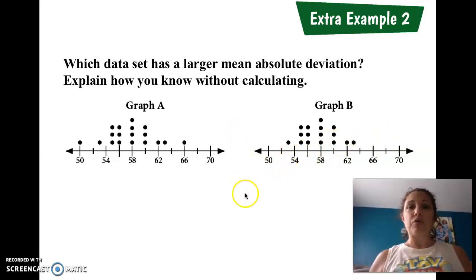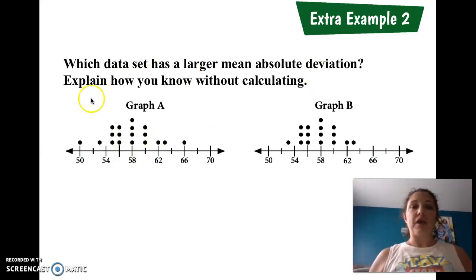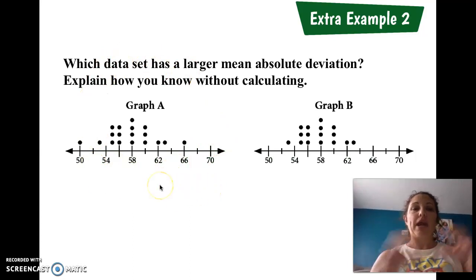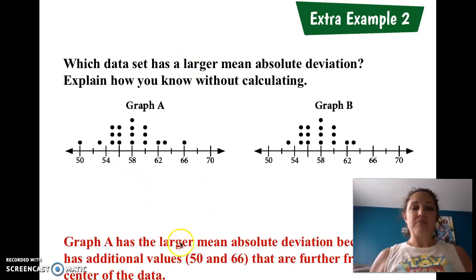So if you're thinking about who has the larger mean of absolute deviation, who's going to be more spread out? Well, if you look at your dots, graph A has dots that are way more spread out than graph B. So graph A will have the greater mean of absolute deviation. Graph A has a larger mean of absolute deviation because it has additional values, 50 and 66, so your outliers here, that are farther from the center of the data. So the dot plots make it easier to get an idea of that.